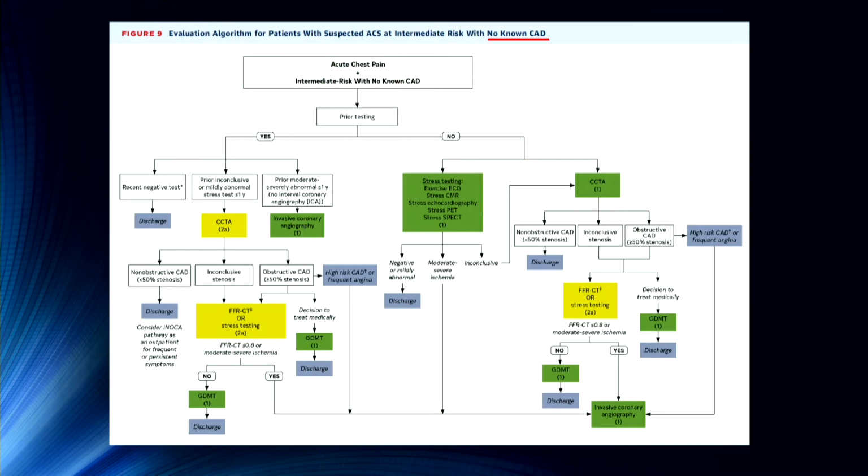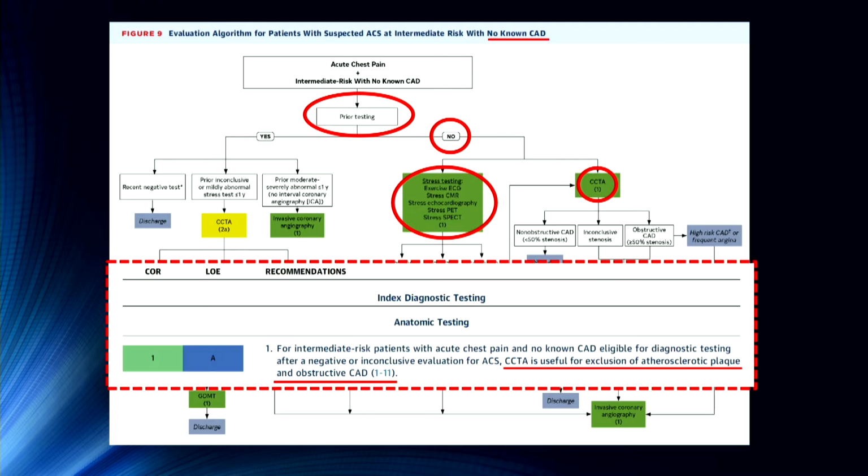So if we look at some of the algorithms, this is for a patient with no known coronary artery disease. If they're intermediate risk with no known disease, the question is whether they had prior testing. If they've had no prior testing, you can have a choice. You can have a choice to do a functional test or to go ahead and proceed with the cardiac CT. But what the guidelines say, and this is where it has a 1A indication, is that it's basically useful to exclude the presence of obstructive coronary disease.